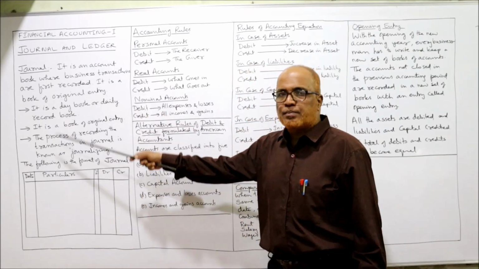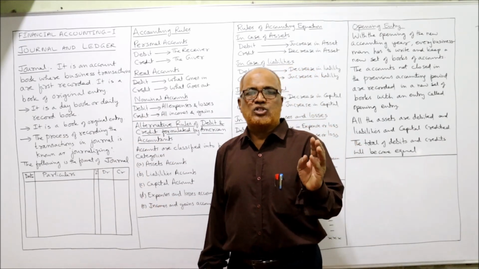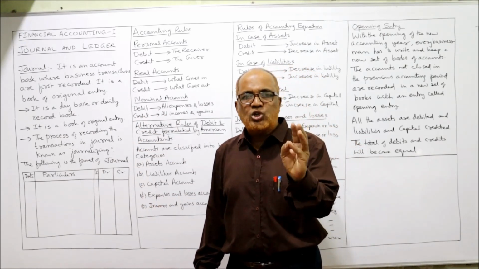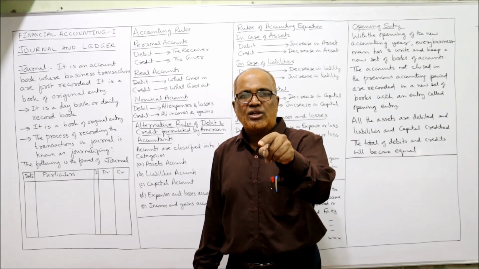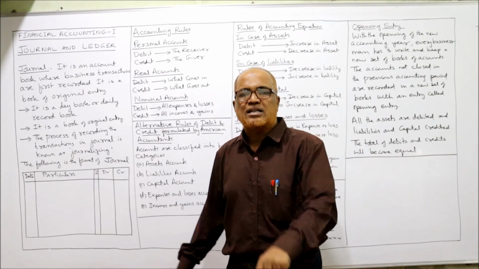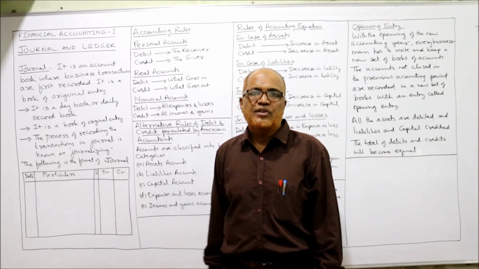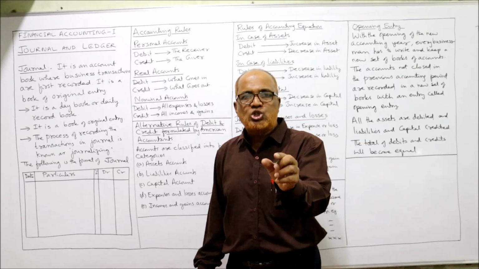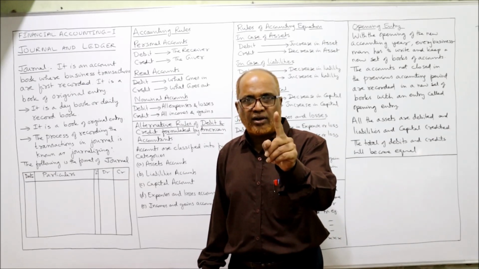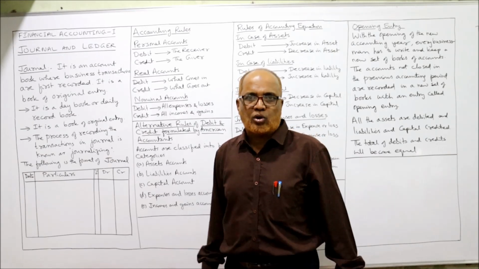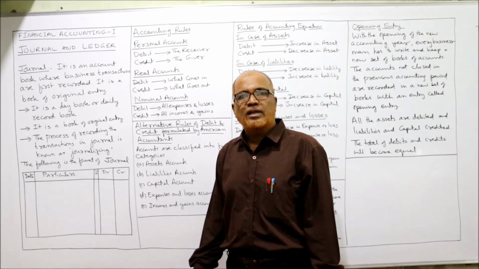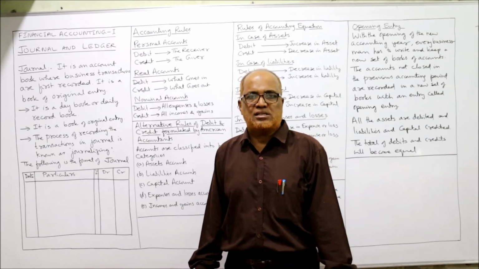So what I have explained here is the meaning of the journal. Journal is the book of original entry. Whenever a transaction takes place in a business, first the transaction will be recorded in the journal. It's a book of original entry because the transactions are first recorded there. It is the daily record book. The process of recording the transaction is called journalizing.